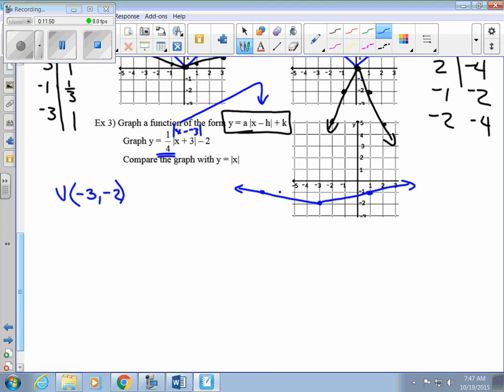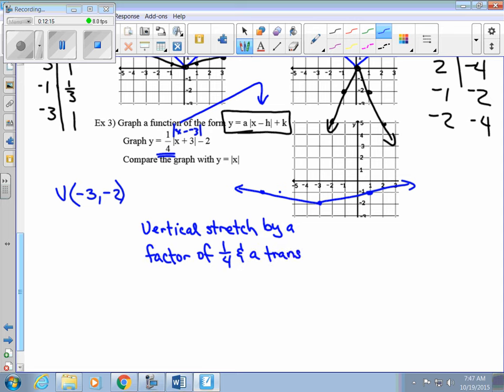Okay, and again, if we compare this with the parent function, we're going to say that it's a vertical stretch by a factor of 1/4 and a translation of 3 units left and 2 units down. So that's how we would graph those.